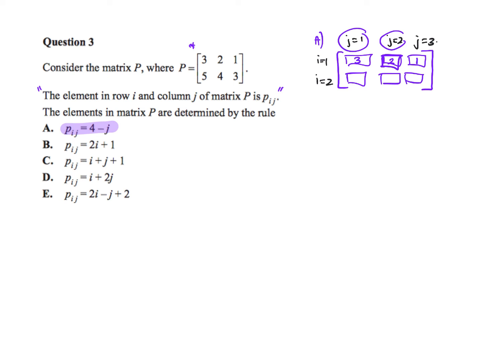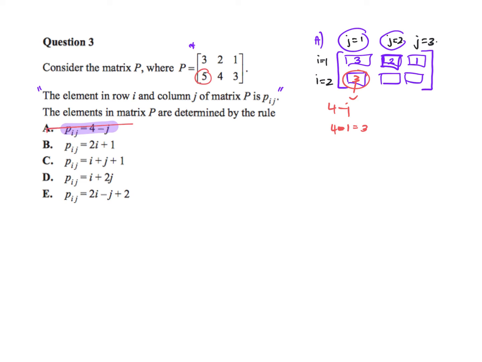Now let's try the next row. Because the rule says 4 minus j, it'd be 4 minus 1, which equals 3. Now already that doesn't work, does it? That's not what's there, so that one's out.